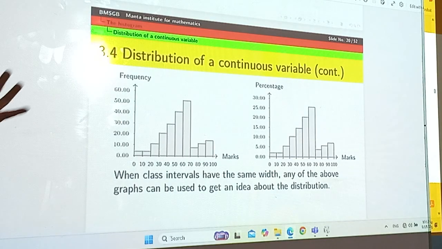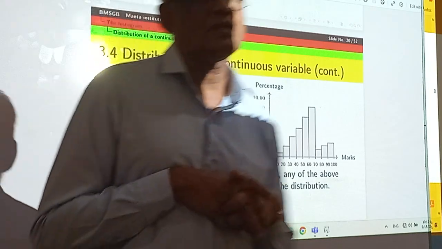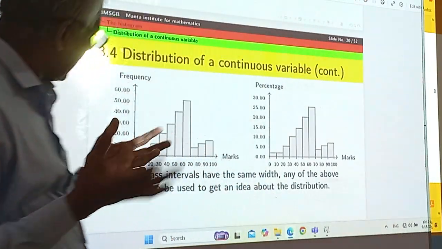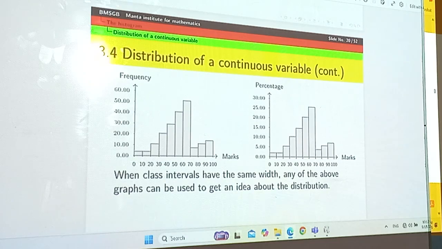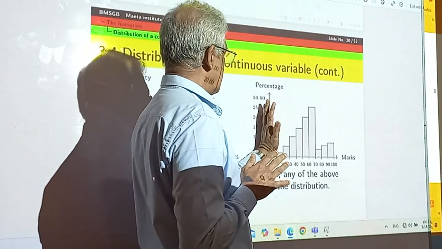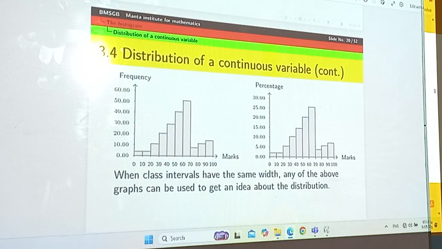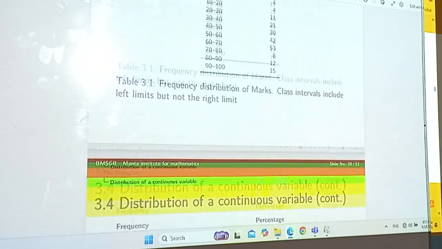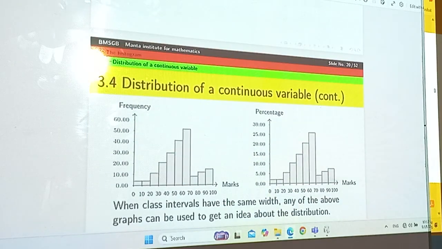But this is not actually a histogram in one sense. Can you see any problem here with this kind of graph? Let's consider, for example, percentage. No, let's consider frequency because we already have frequencies here. Let's consider this graph.